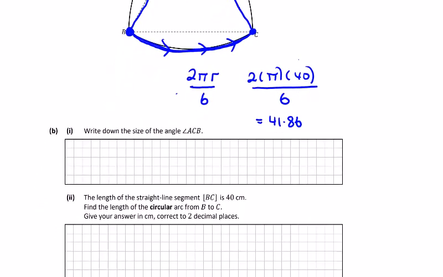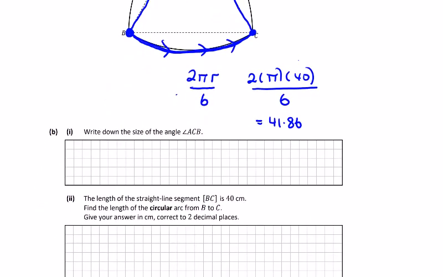which does make sense based on our 40. Correct to 2 decimal places. Let me just see, does it make a difference if I take the symbol pi? Taking the symbol pi, it gives me 41.887. So it does make a difference, 41.89. It doesn't tell you which one to use, so take the pi symbol, and that's it, correct to 2 decimals.